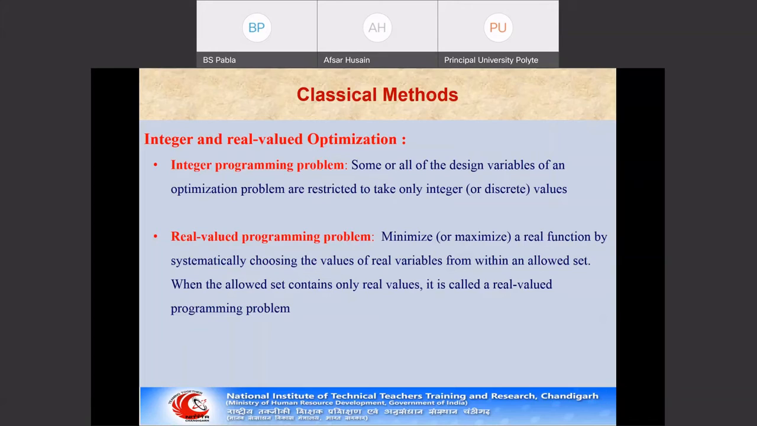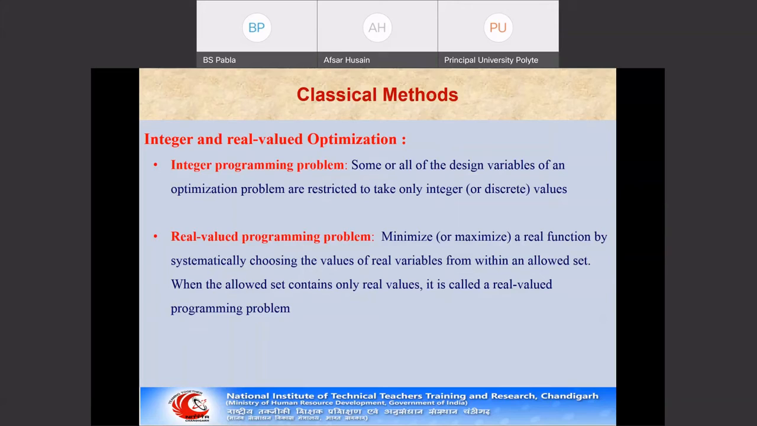Then real value programming problems. Maximize or minimize a real function by systematically choosing the values of real variables from within an allowed set. You see, a range is there, but I can have 5.1, I can have 5.2, I can have 6.8. When the allowed set contains only real values, it is called a real value program. But it can have continuous values of the variables. It is not restricted to integer values or discrete values.